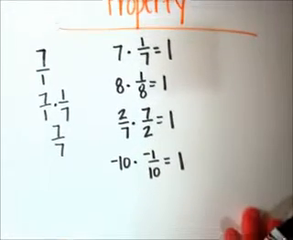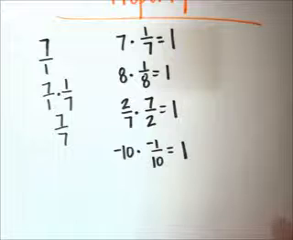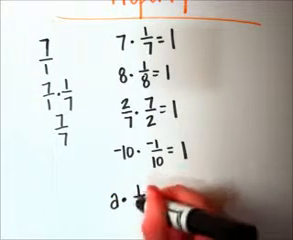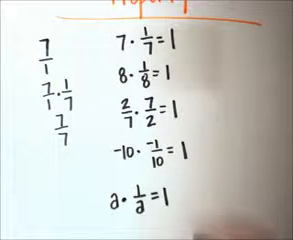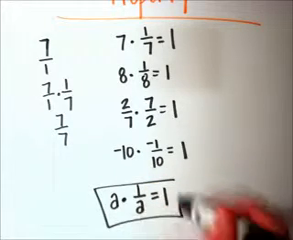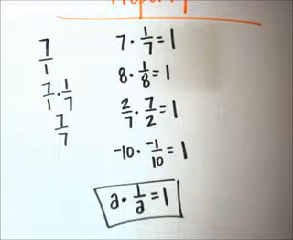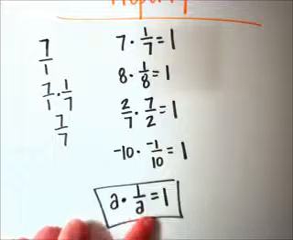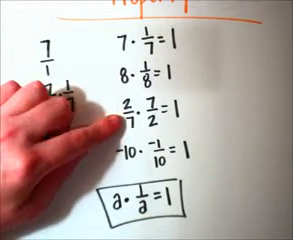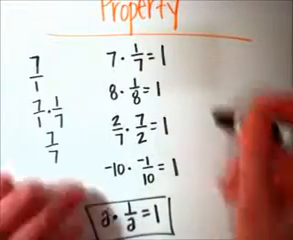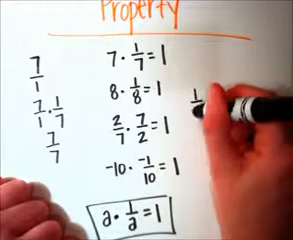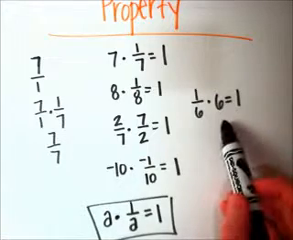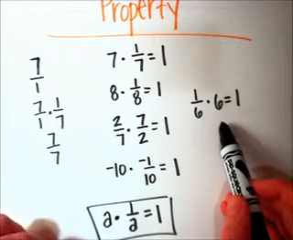So if we want to represent the multiplicative inverse property algebraically, we are saying A times 1 over A equals 1. Or if you want to say this in words, a better way to say it would be a number times its reciprocal is equal to 1, because the beginning number could have been a fraction. Or I could have even had 1/6 times 6 equals 1. This is also still using the multiplicative inverse property.